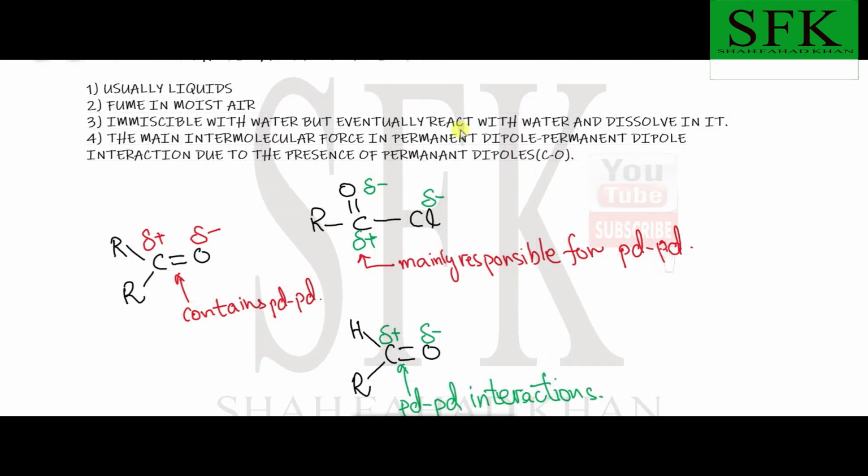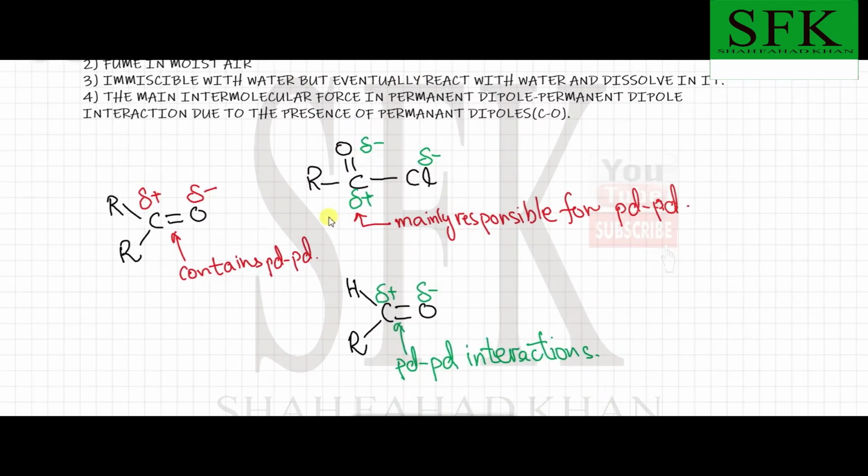The dipoles present in the acyl chlorides, basically the carbon double bonded oxygen dipole and the carbon chlorine dipole, are responsible for the permanent dipole interactions. Basically, the carbon double bonded oxygen is the major dipole responsible for the permanent dipole interaction in acyl chlorides.